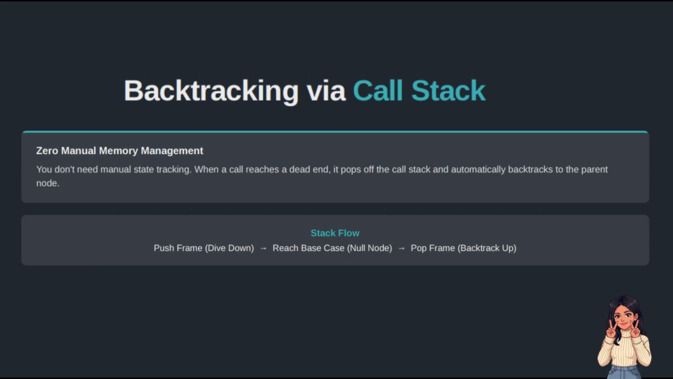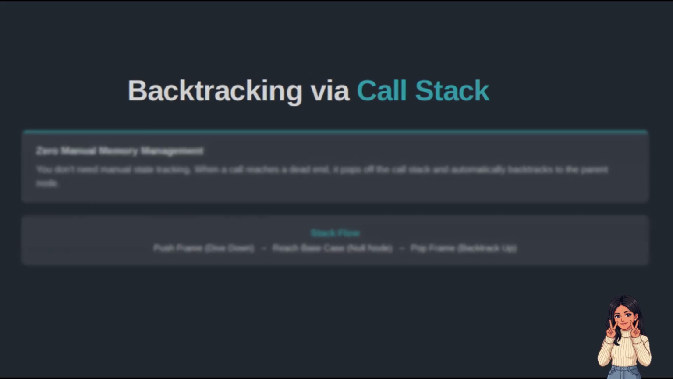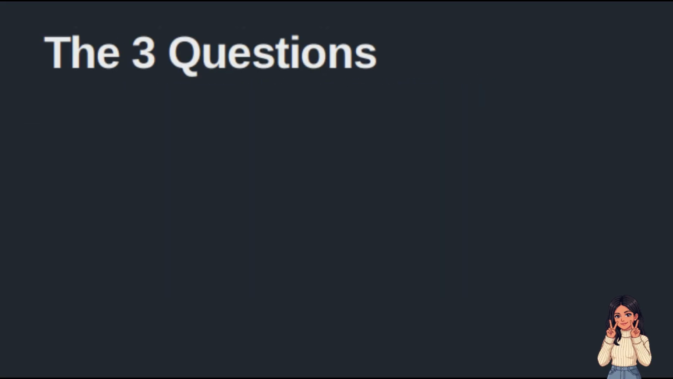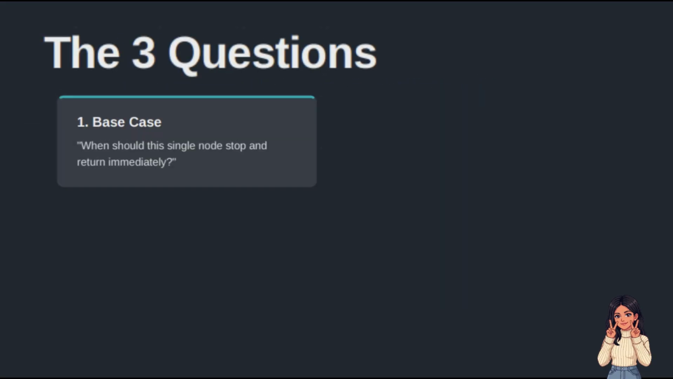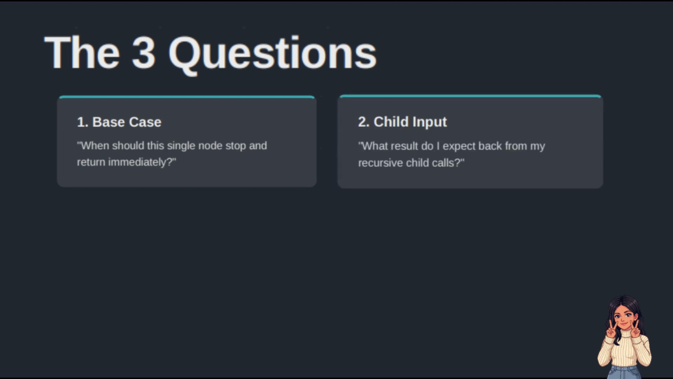Whenever you're tackling any recursion or DFS problem, the secret isn't trying to trace every single node in your head. That's how you get overwhelmed. Instead, focus entirely on what a single node needs to do. Just ask yourself 3 simple questions. Number 1, what is my base case? Like, when should this node stop and return a value immediately?